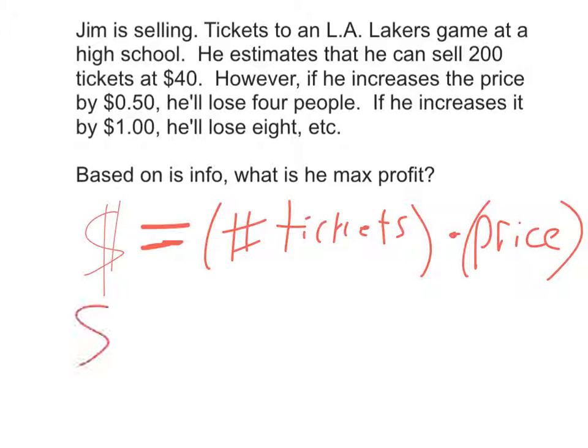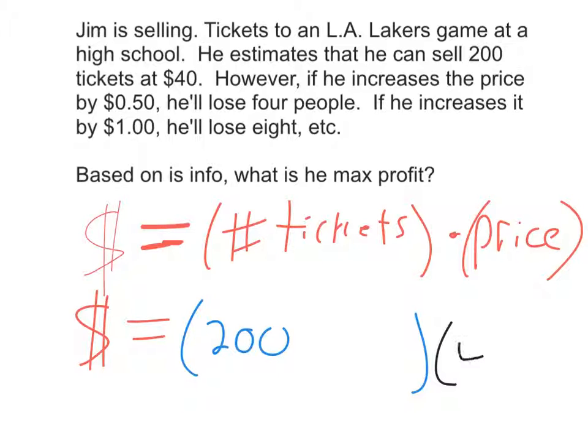But now let's put that together with some algebra using the facts that we're given. It starts off with 200 tickets, and it starts off with a price of $40. But they gave us some information to say that that could fluctuate. If you increase the price by 50 cents, obviously it's going to make some people a little less likely to go. So if you increase the price 50 cents, you lose 4 people. So there's a plus 50 in our price and a minus 4 for the number of people.